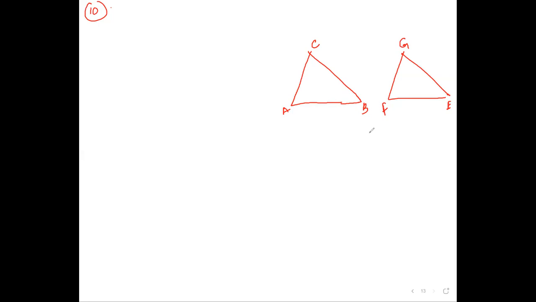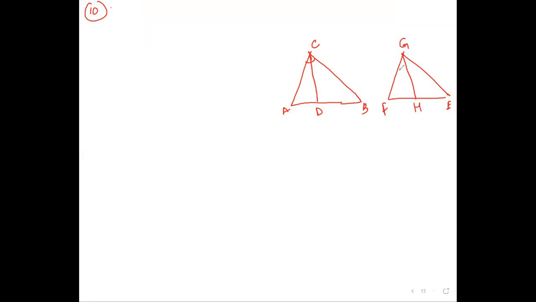Now CD and GH respectively are the bisectors of angle ACB. So this angle, its bisector is this. I'm just bisecting this angle. So CD is the bisector of this angle, and similarly GH is the bisector of this angle G. Clear? Such that D and H lie on the sides respectively.